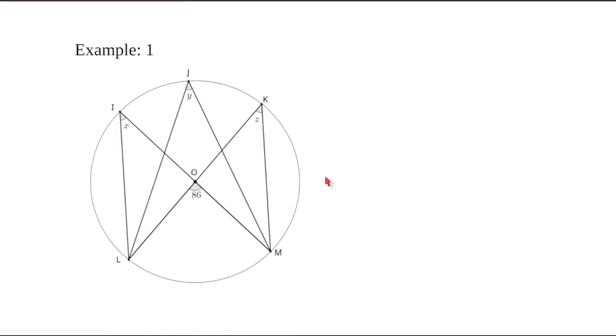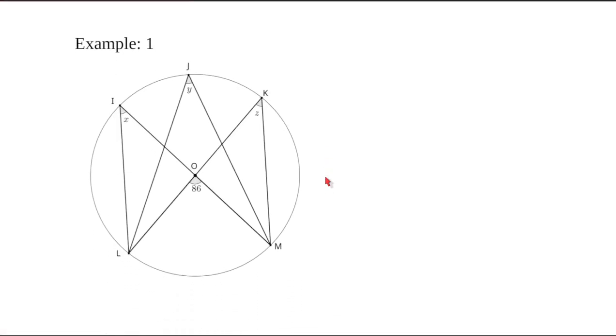Now let's move on to examples. Example number 1. What does example number 1 say? We are required to find angle x, y, z. Now, to find angle x, we are going to use the theorem angle at the center being twice the angle on the circumference. Now, what's the angle at the center? The angle at the center is 86. Then the angle on the circumference is x.